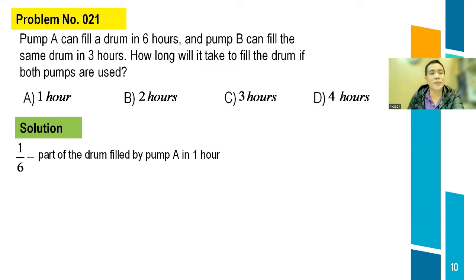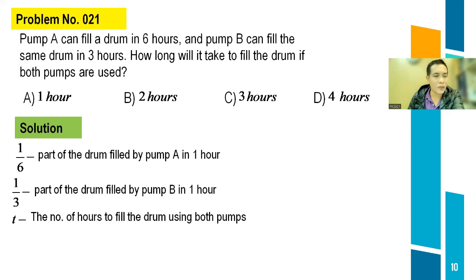1/6, this is the part of the drum filled by pump A in 1 hour. 1/3, this is the part of the drum filled by pump B in 1 hour. Alright, so we represent T as the number of hours to fill the drum using both pumps. So we have the equation 1/6 of T plus 1/3 of T is equal to 1. This is the equation, meaning we're going to solve for the value of T.